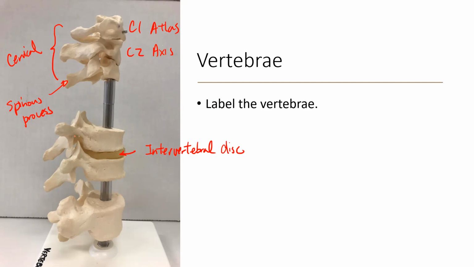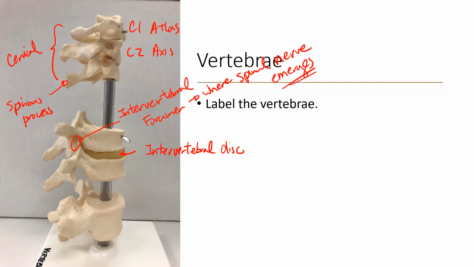And on the side, that's where the intervertebral foramen is. That's where the spinal nerve emerges, where they come out of. So these are the thoracic. And then this one at the bottom, that's the lumbar. Of course, you have 7 cervical, 12 thoracic, and 5 lumbar.